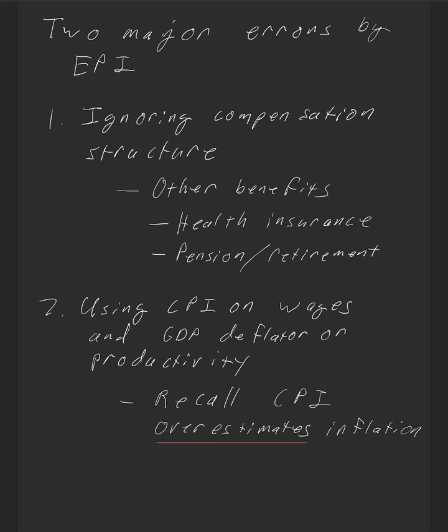Okay. Second, if you use CPI on wages and GDP on productivity, then because CPI tends to overestimate inflation, as we saw in the last lecture, we get an artificially large gap, and we're comparing apples to oranges, and by doing that, we can sort of create a story that is a little bit dishonest. Okay, so wage stagnation, real, but probably very small.